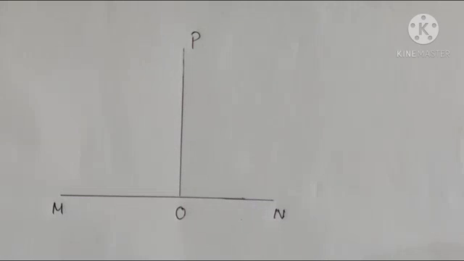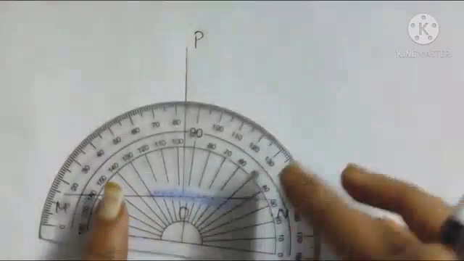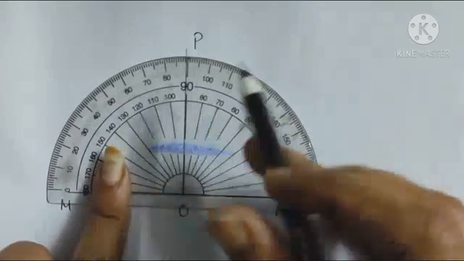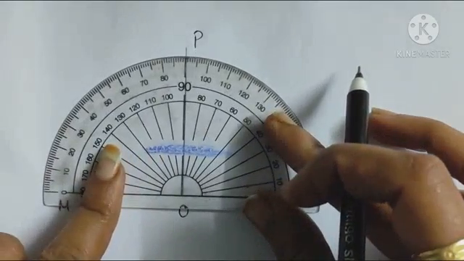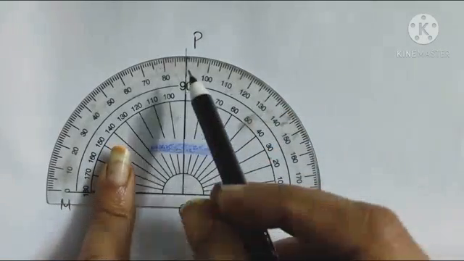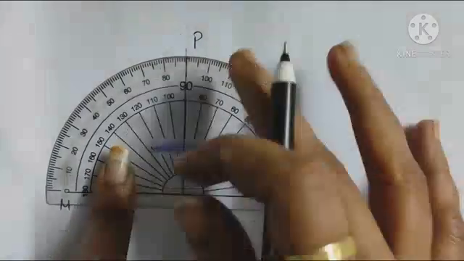Here we see that when two lines are perpendicular to each other, the angles formed are right angles. So to know whether two line segments are perpendicular, we can use the protractor and measure the angle. Here we use the protractor and measure the angle. See, this is 90 degrees. First we place it on the baseline MN with the point O. See, this is 90 degrees.